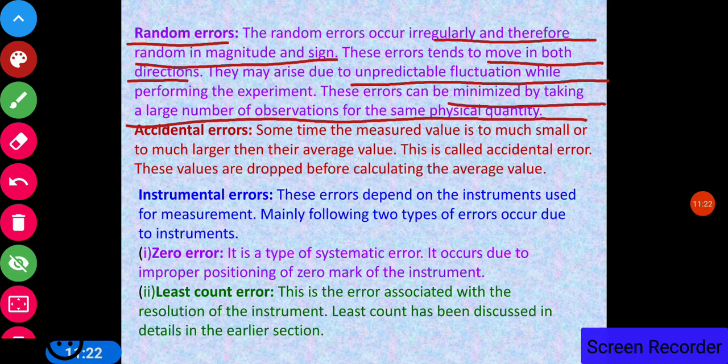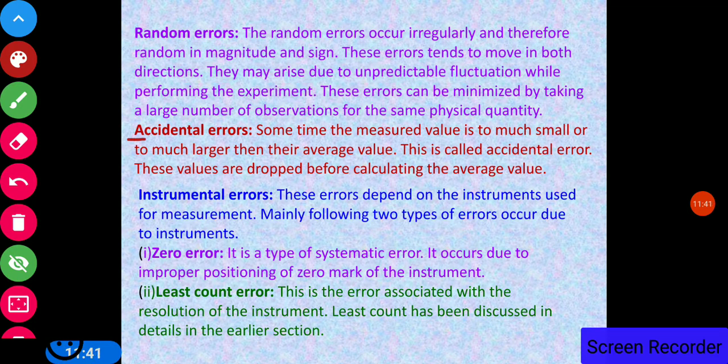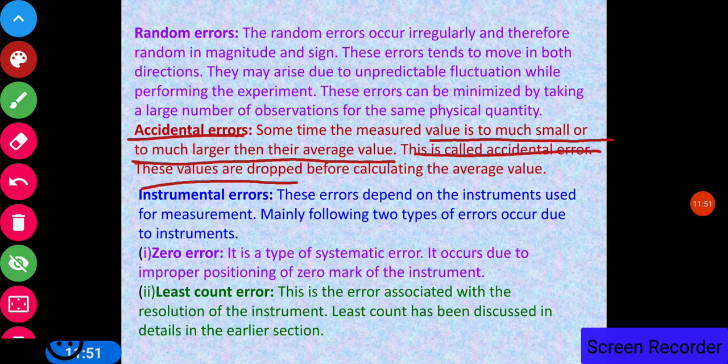That is why when you perform an experiment, you take the values 3, 4 or 5 times. If you increase your number of observations, then the average of the observations will give you a result very near to the true value. Now, accidental error. Sometimes the measured value is much smaller or much larger than the average value. This is called the accidental error. These values are dropped before calculating the average value.